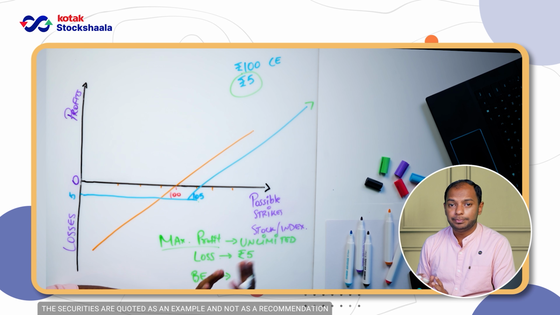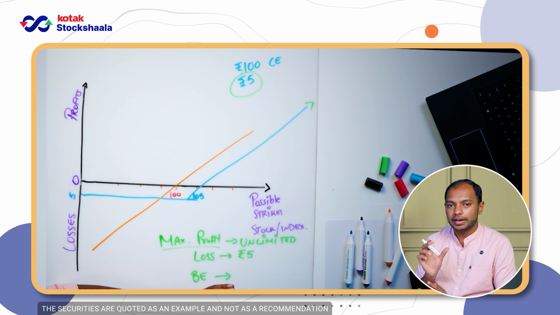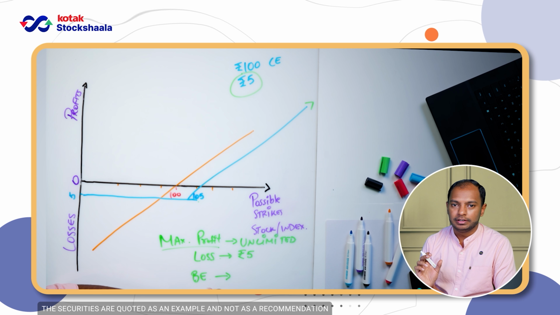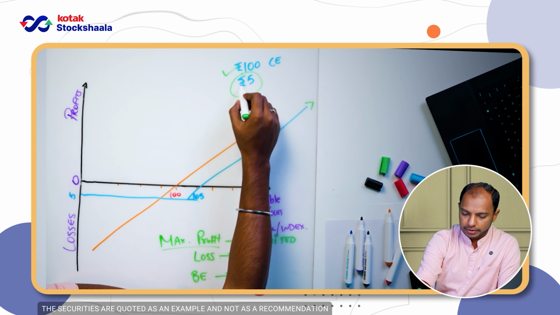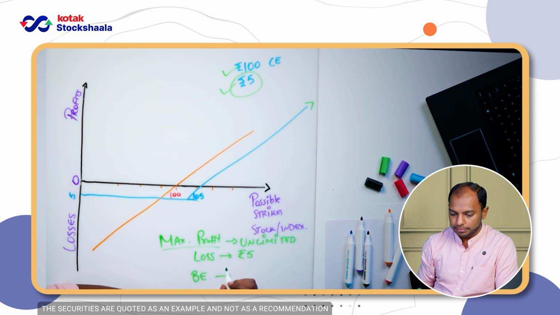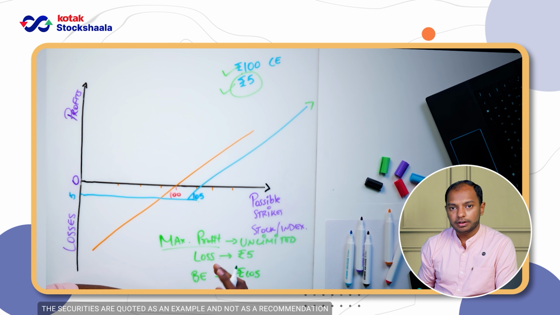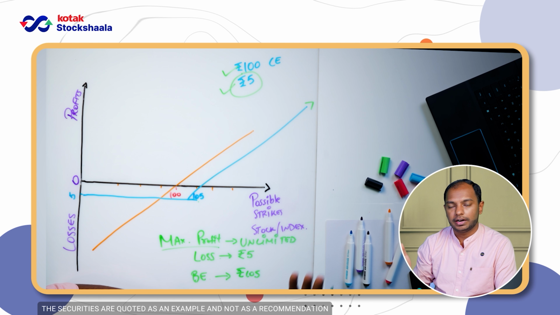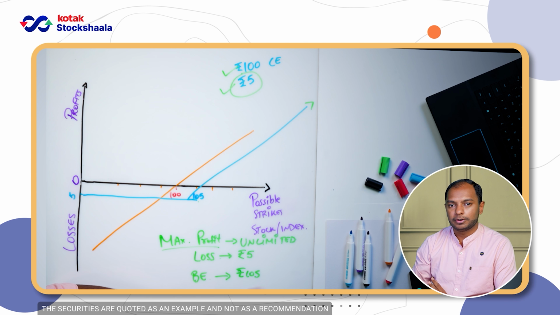And finally, the break-even point for a call option is given by the formula: your strike price plus premium paid. So here in this case, our strike price was rupees 100 and the premium paid was rupees 5. So that is going to be 100 plus 5, that's going to be rupees 105. So when the stock goes above rupees 105 at the time of expiry, then that is when you're going to be breaking even or profitable.